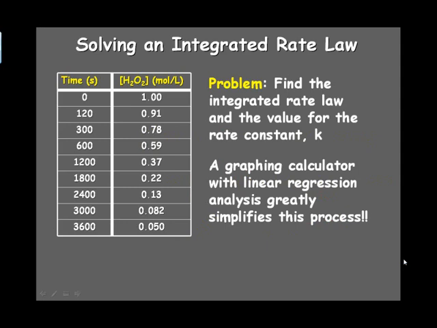We'll take hydrogen peroxide. Concentrations were recorded over time, and it looks like the reactant, H2O2, is decreasing, which it should be. The problem is to find the integrated rate law and then also calculate the rate constant. A graphing calculator to graph all three of these would be excellent, and then looking at the correlation coefficient, which is the R squared, when you do the regression, the closer the R squared is to 1, the more closely the points are aligned to a line.